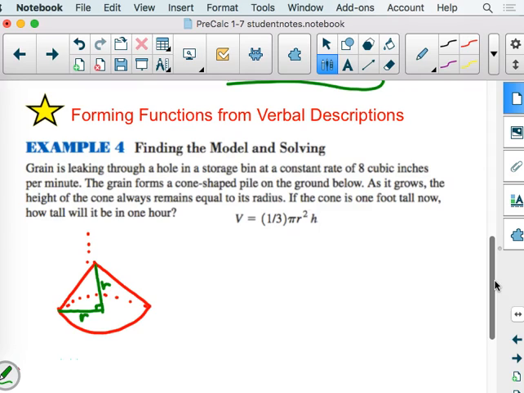So they're both radius or they're both height, however you want to think of it. And then it says, if the cone is 1 foot tall now, how tall will it be in 1 hour? All right, let's look at the math we have so far. It told us up here 8 cubic inches per minute. So there's the starting place. And then later on, it says if the cone is 1 foot tall now.